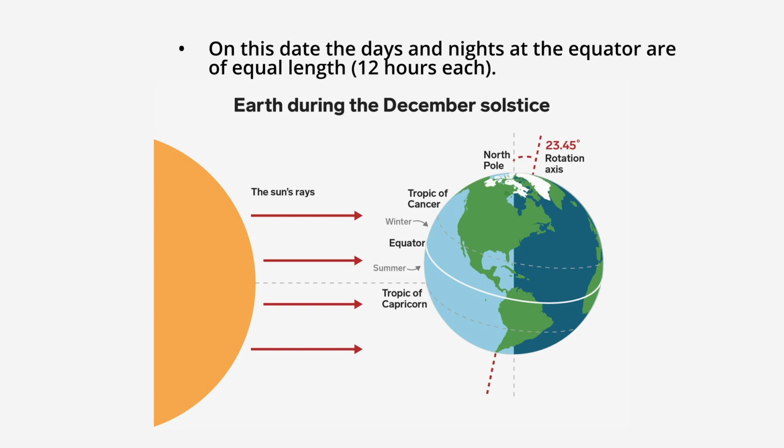The picture below shows on the left-hand side the sun and on the right-hand side the earth as it's tilted. We can clearly see how the southern hemisphere receives more sun than the northern hemisphere, and thus the southern hemisphere is in summer while the northern hemisphere is in winter.